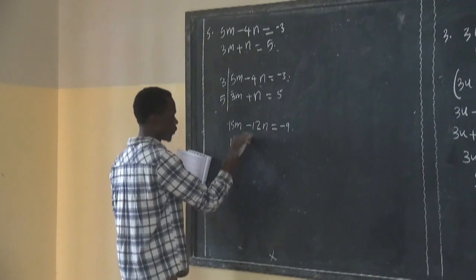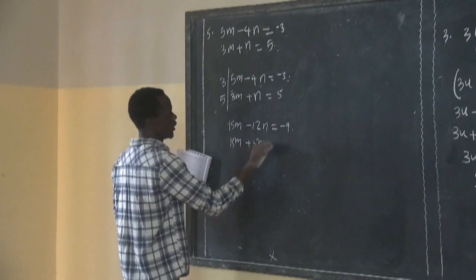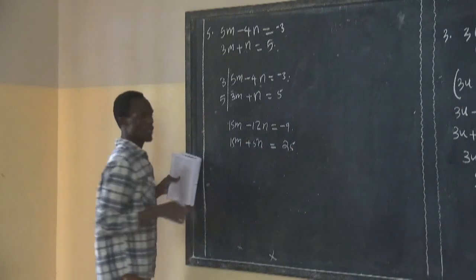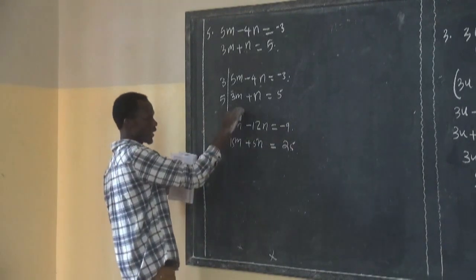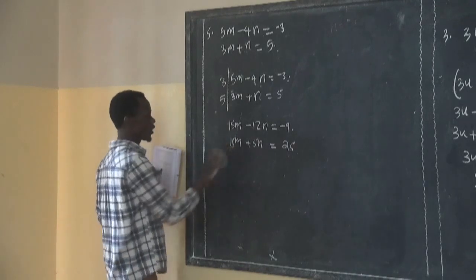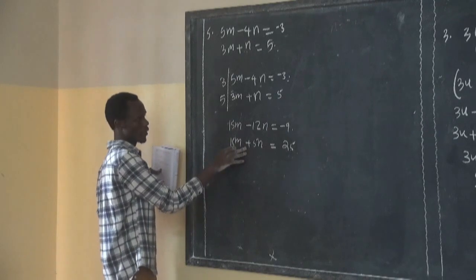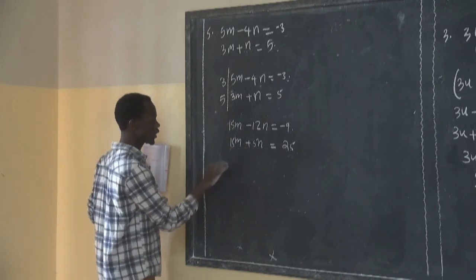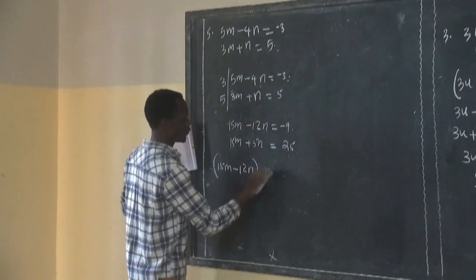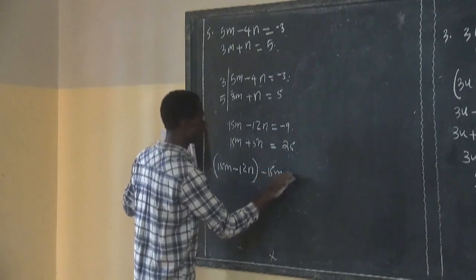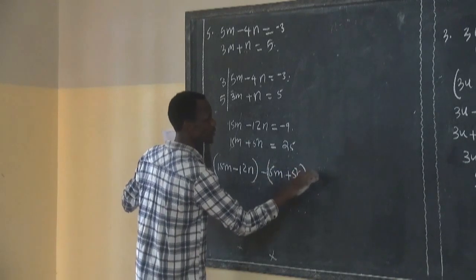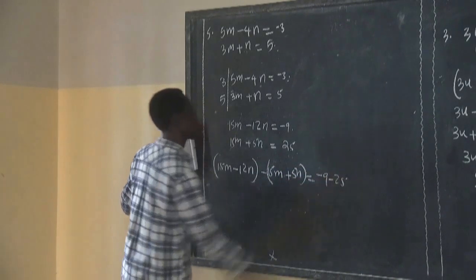Then minus, positive 5n is equal now to 25. Now, if that is the case, these are taken out. Is it so? Yes. Now, we have this one minus this one. Are you together? Now, we have 15m minus 12n, then minus 15m, plus 5n. Now, it is equal to negative 9 minus 25.